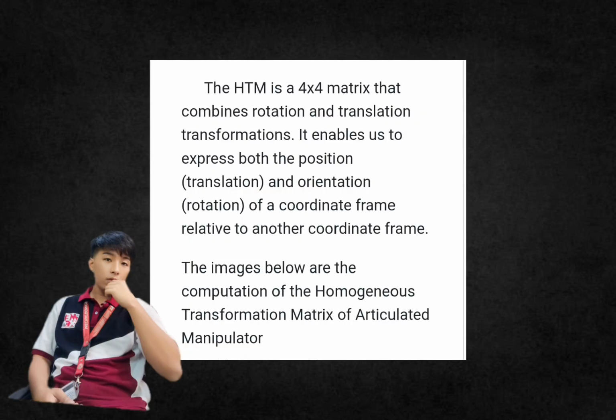So the next is HTM, or homogeneous transformation matrix. So what is the HTM? The HTM is a 4x4 matrix that combines rotation and translation transformation. It enables us to express both the position (translation) and the orientation (rotation) of a coordinate frame relative to another coordinate frame. The image below is the computation of the homogeneous transformation matrix of an articulated manipulator.